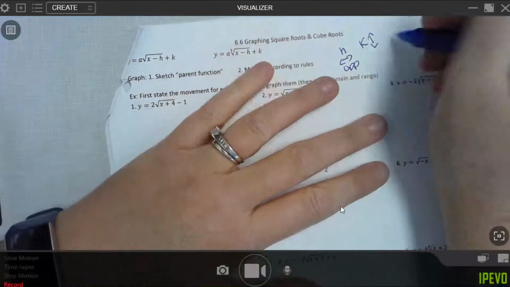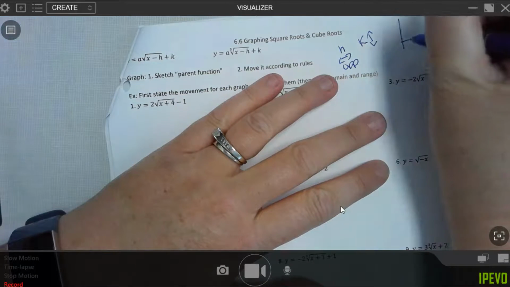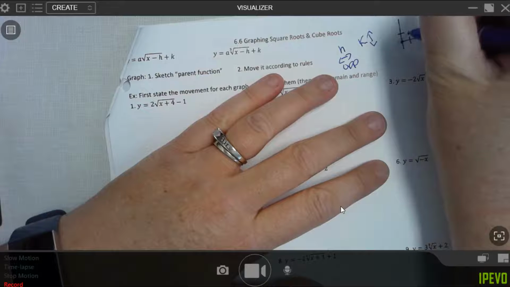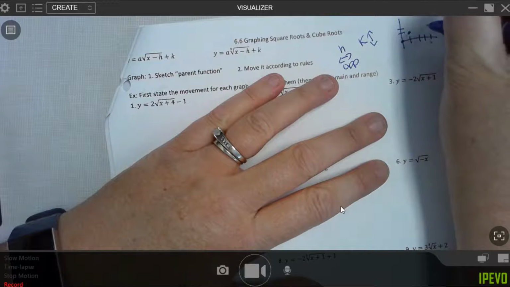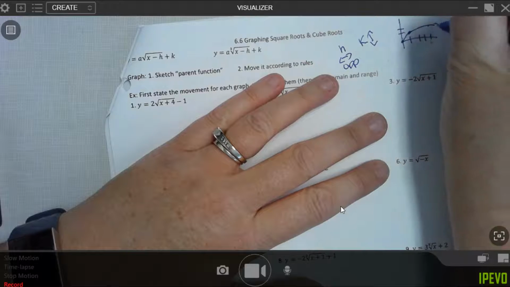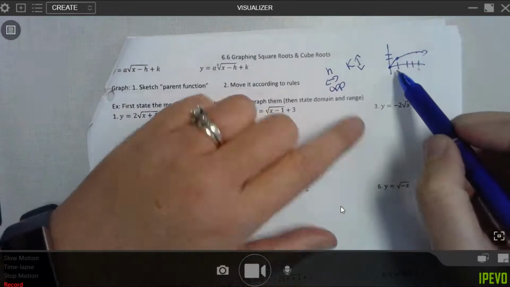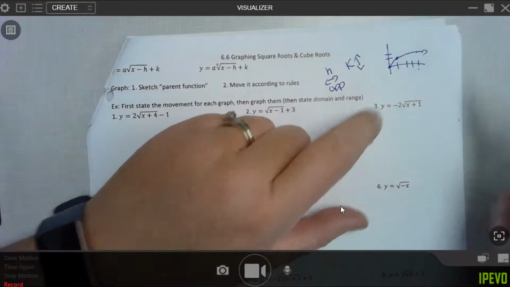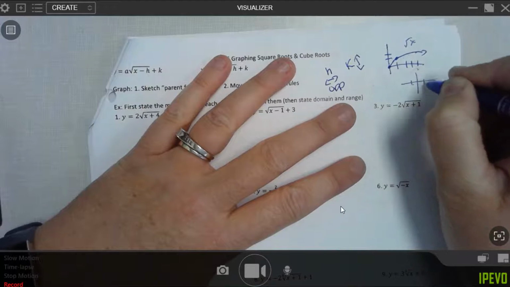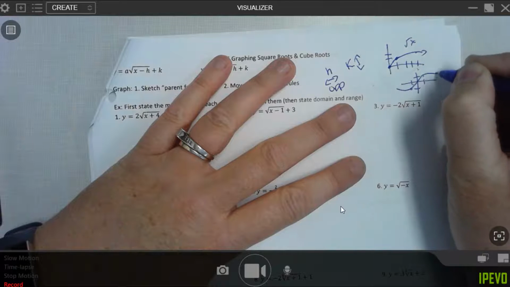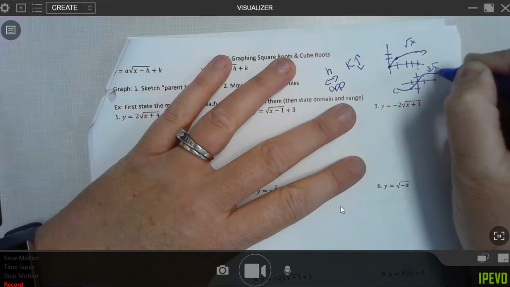So a square root function looks like this. I just did square root of whole numbers. Square root of 1 is 1. Square root of 4 was 2. So I use that. So this is your square root of x. And then your cube root of x looks like this. So this is cube root of x.